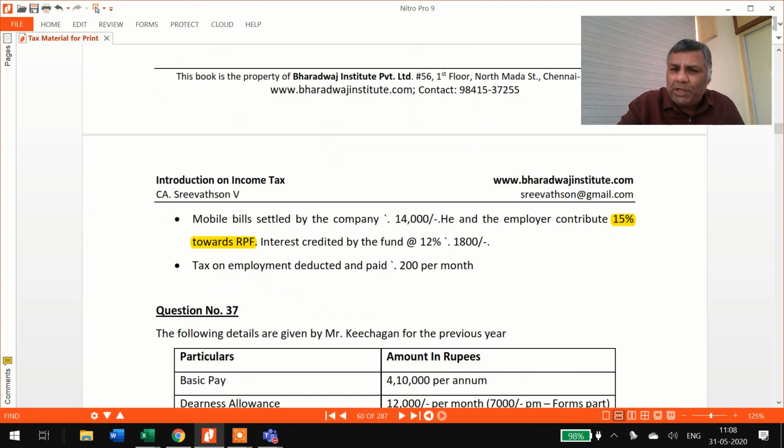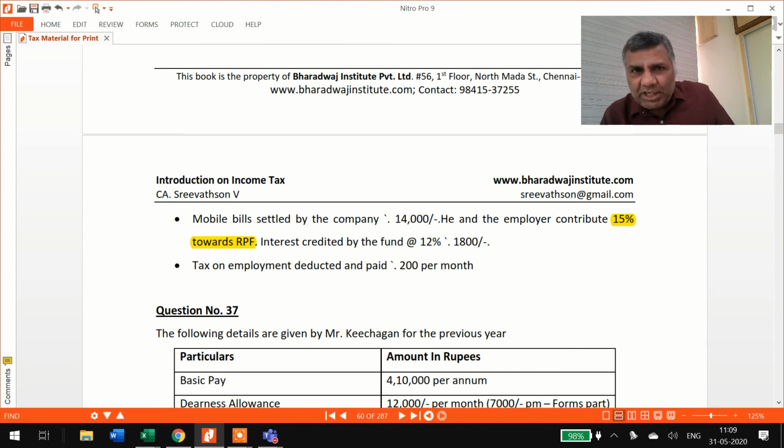In all questions it will come: he as well as the employer contribute. Never worry about the employee's contribution. Forget it, it is already taxed. Only the employer's contribution you should worry about.